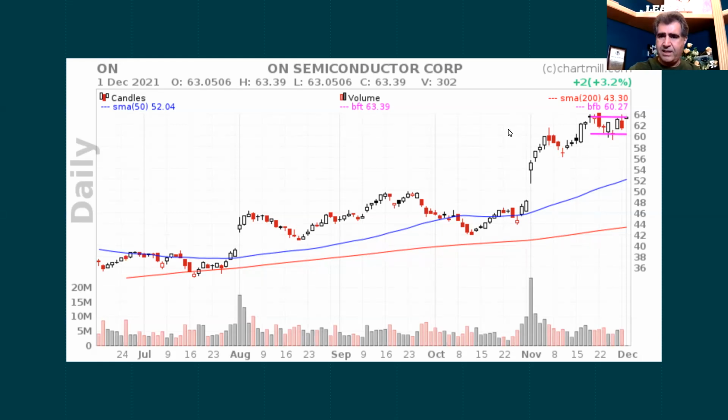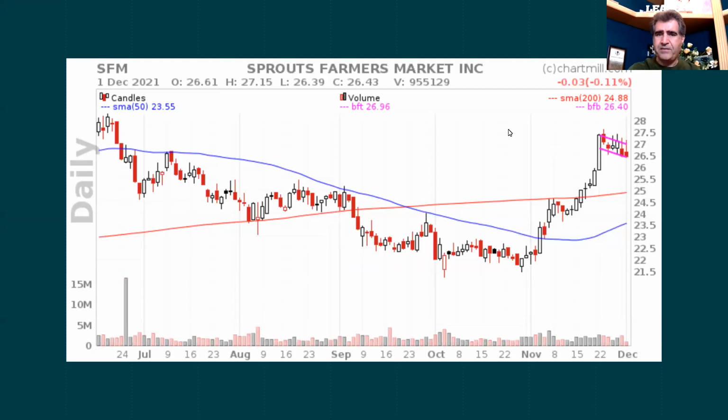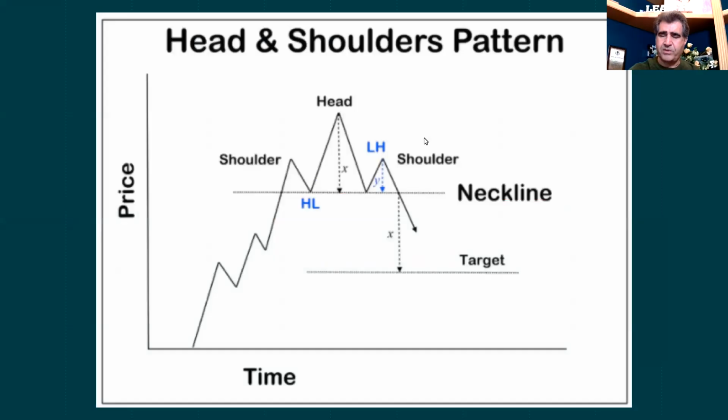So that's another example. And then we have Sprouts Farmers Market. Again, we have a big pole, and we have this really narrow consolidation with a small volume. So this is something to look at. Basically, these are just some of the ideas.